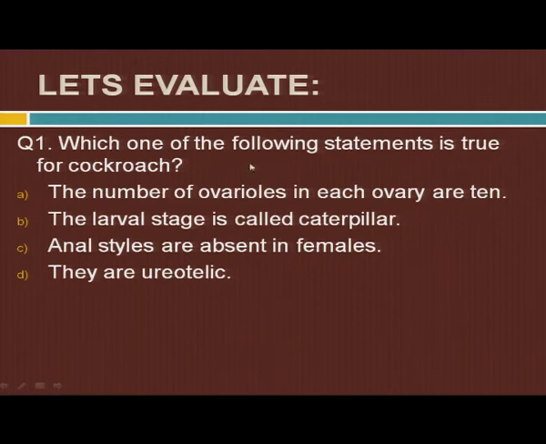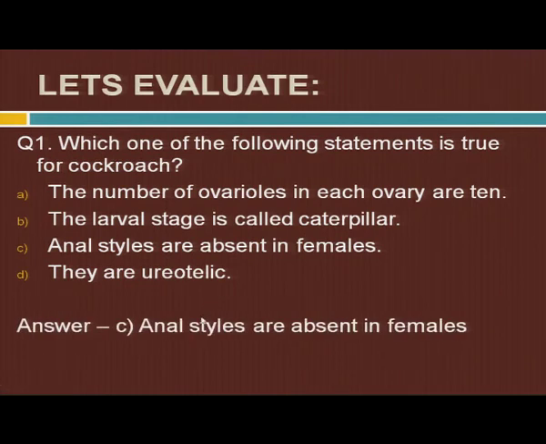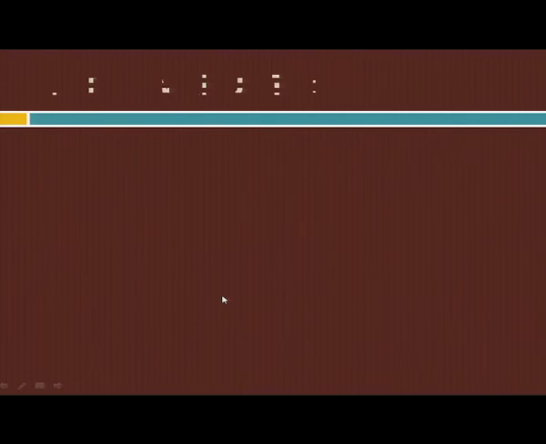So, which one of the statements is true for cockroach? The D option is ureotelic, but the correct answer is uricotelic. So, A, B and D are false. You have to read the question carefully, and the C one is only true. So, our answer will be C. Anal styles are absent in females.